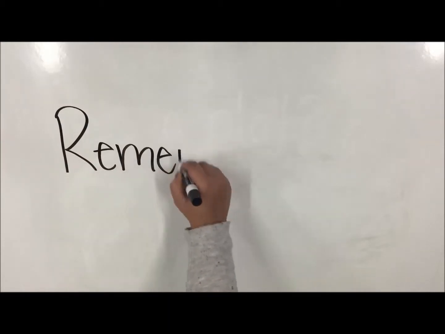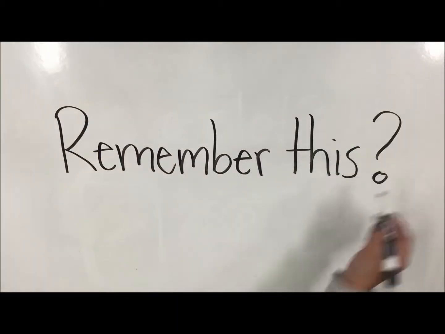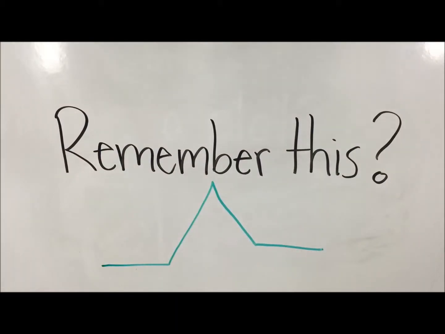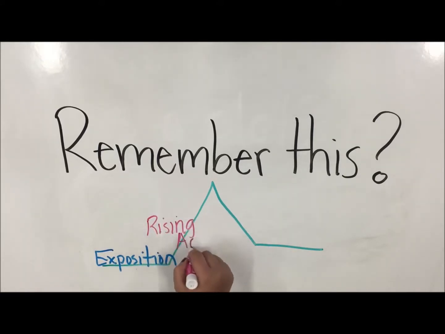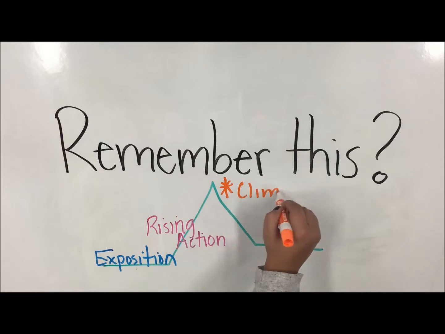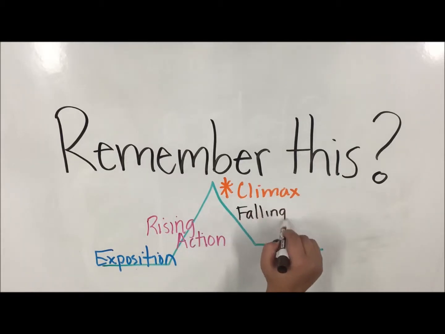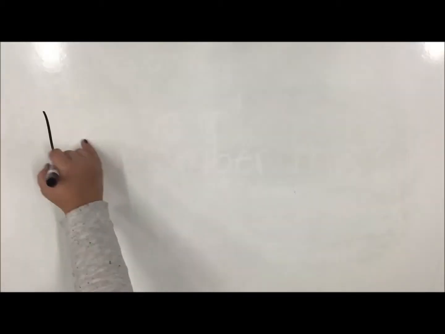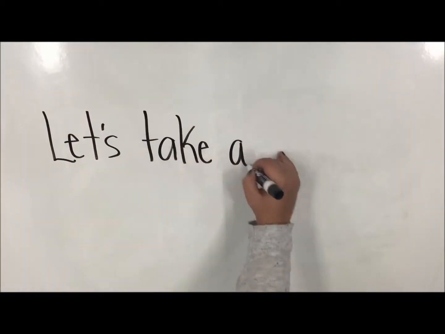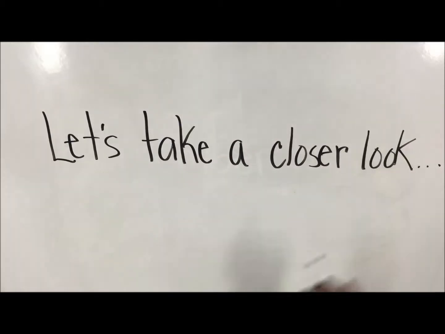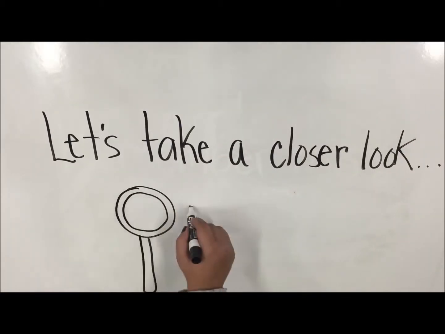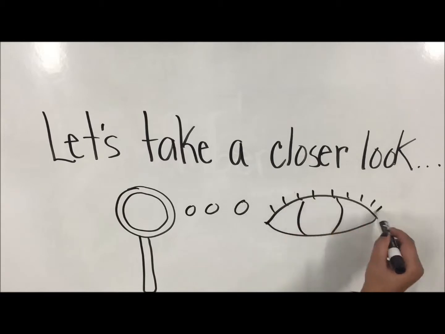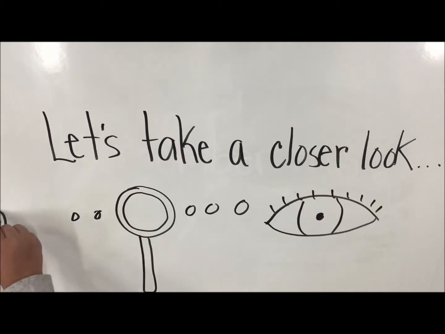A familiar diagram, which kind of reminds me of a heartbeat, is just like the heartbeat of a story, because that's what the plot is. We have the exposition, rising action, climax, falling action, and resolution. So let's take a closer look at all of these elements of a plot which makes a story a story.